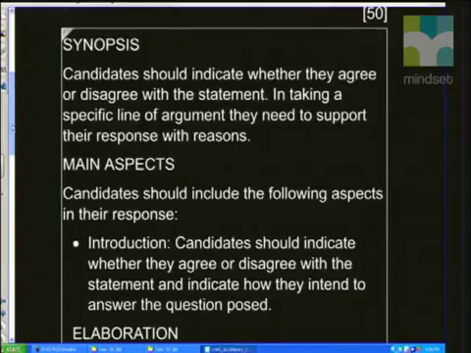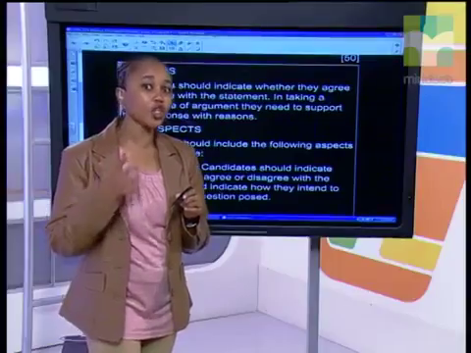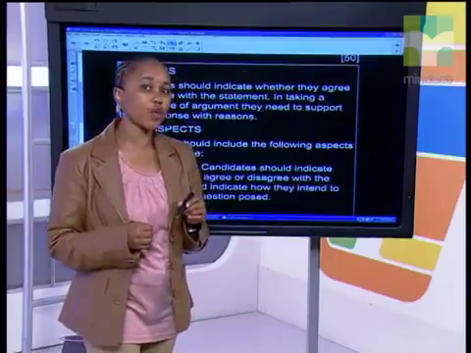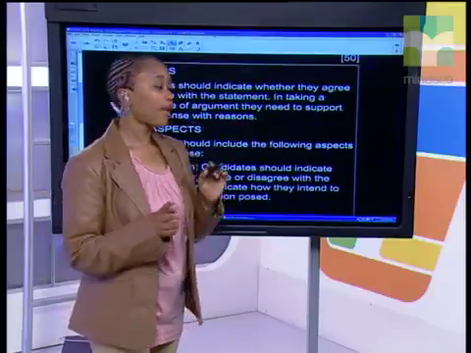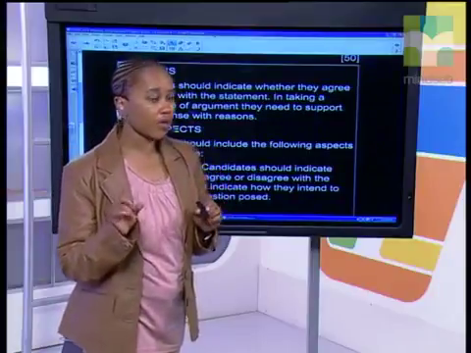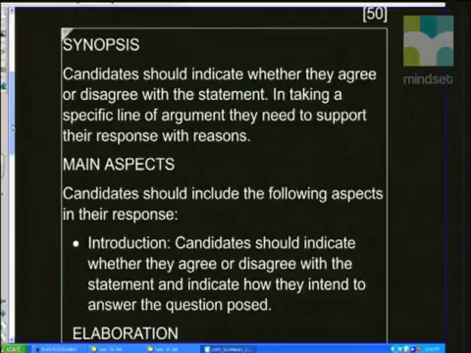Now, if we look at the possible response here. Okay. Now, candidates should indicate whether they agree or disagree. So, from reading your introduction, I, as the marker, need to know whether you agree or disagree with the statement. Okay. Without using personal pronouns, remember. And then, in taking a specific line of argument, they need to support their response with the reasons. So this is where your own knowledge comes in.